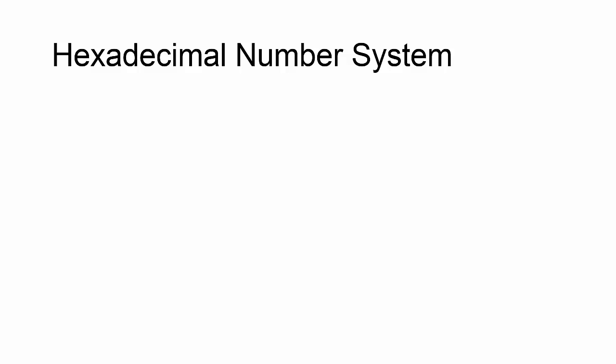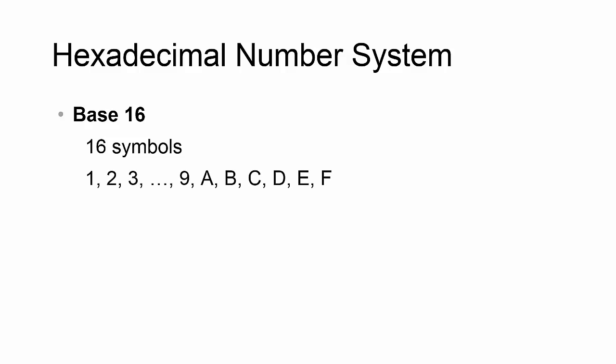Finally, let's have a brief brush up on hexadecimal number system. It uses base 16, so it has 16 symbols in the number system, starting with 0 all the way through 9, and after that you need special symbols to represent numbers such as 10 is A, 11 is B, 12 is C, 13 is D, and 14 is E. F is used to represent 15.